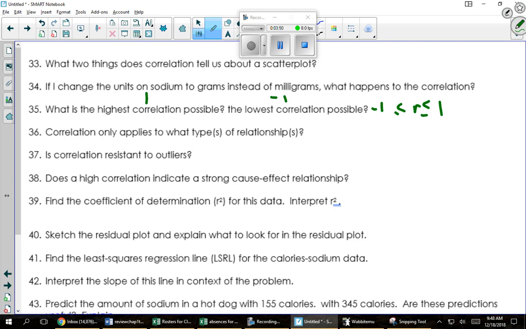Correlation only applies to linear relationships in number 36. It is non-resistant because it's based on the mean and the standard deviation. So the correlation is not resistant. Correlation measures strength and direction, but it does not measure cause and effect. Even if it's a strong correlation, we need an experiment to measure cause and effect. A great thing to remember is that correlation does not imply causation.